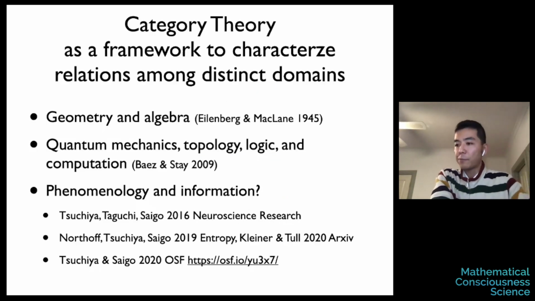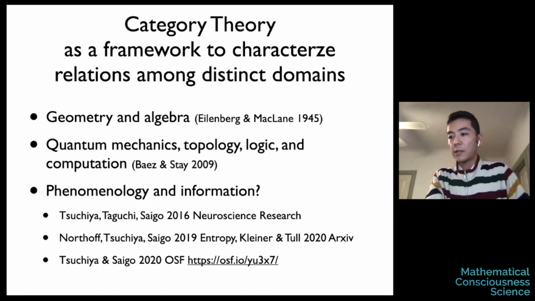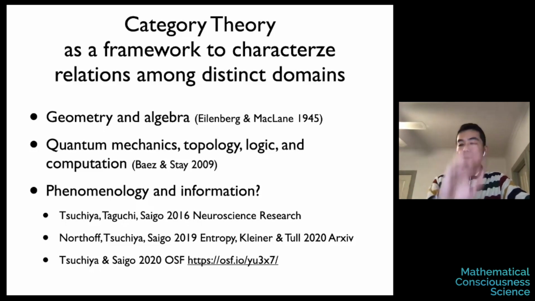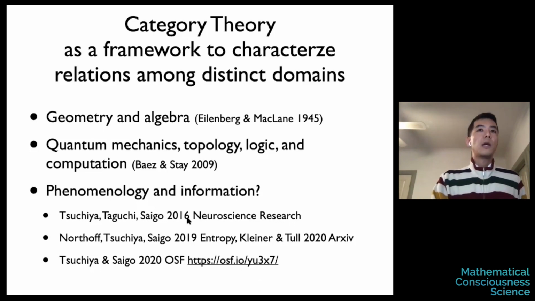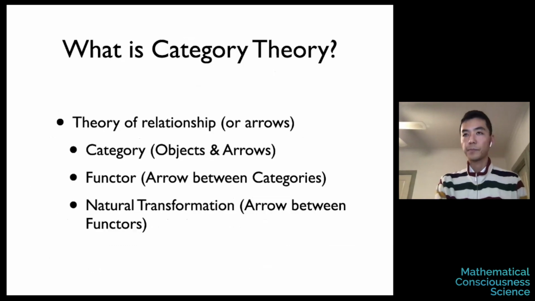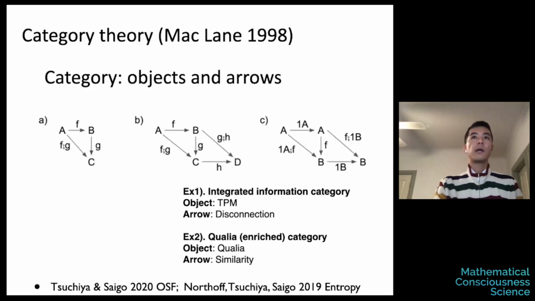As a framework for studying this type of relationship or structure, I'm most interested in category theory. This is something I want to talk about with some of the participants today afterwards. As you might know, category theory has been utilized in bridging many different fields, but especially I've been proposing that phenomenology and information structure can be bridged by it. Just briefly going through the basics of category theory, there are lots of excellent textbooks, so I will not go further.